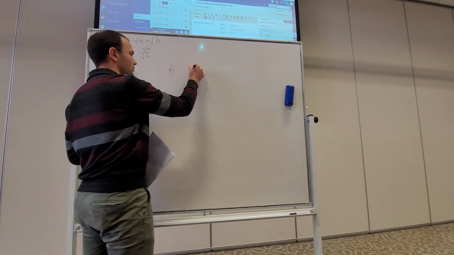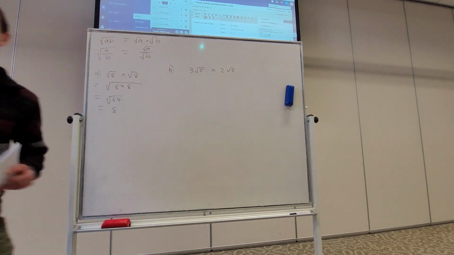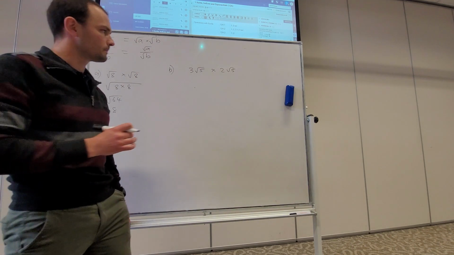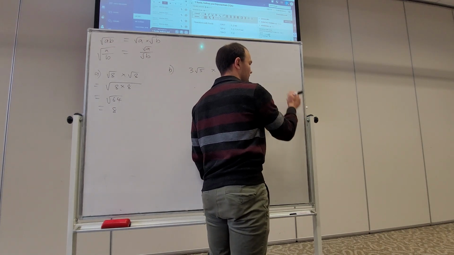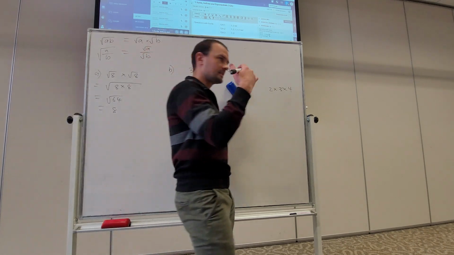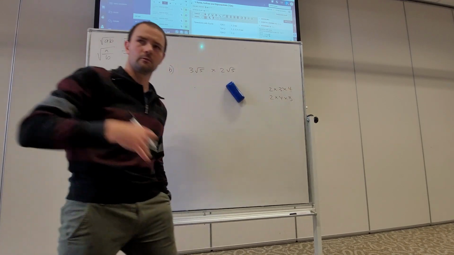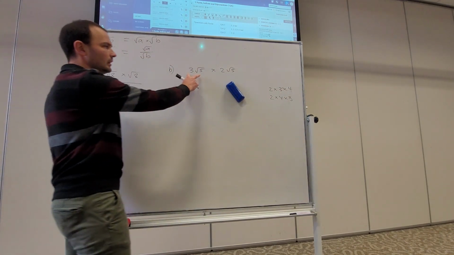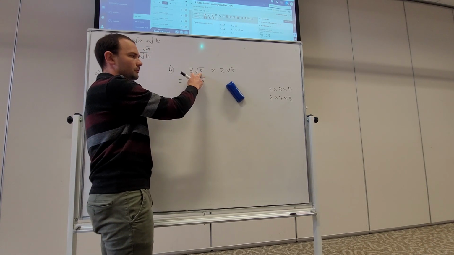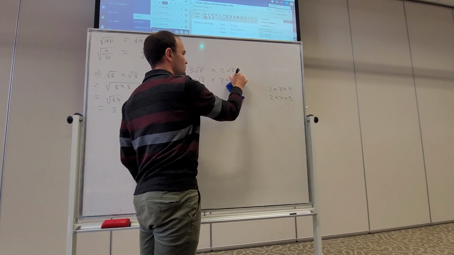We have 3 lots of root 5 times 2 lots of root 5. Now, order of multiplication doesn't matter, and that's something that's very obvious. Like if I say 2 times 3 times 4, it's the same as 2 times 4 times 3. It doesn't matter what order I put these numbers in, the result is going to be the same. Similarly up here, what this actually means is 3 times root 5, 3 lots of root 5, multiplied by 2 times root 5.